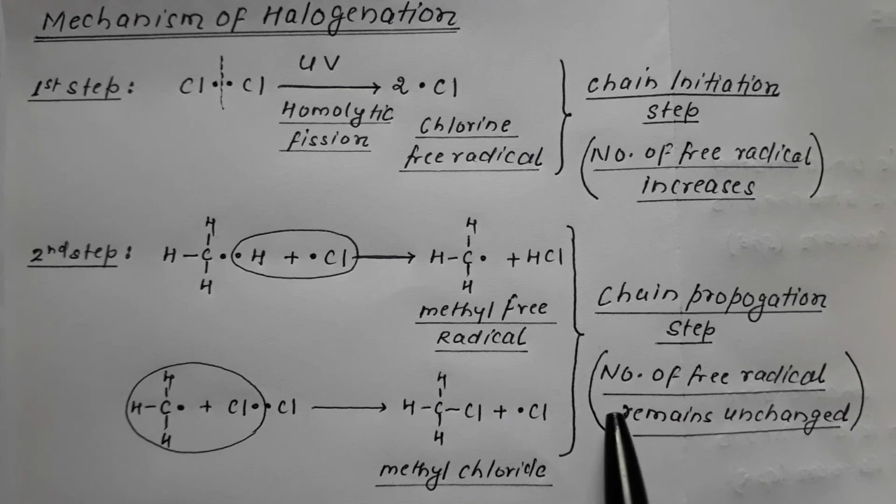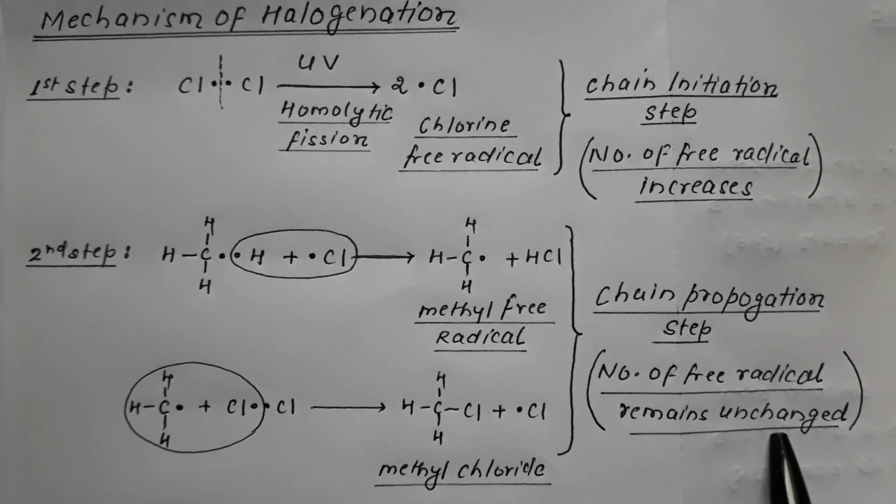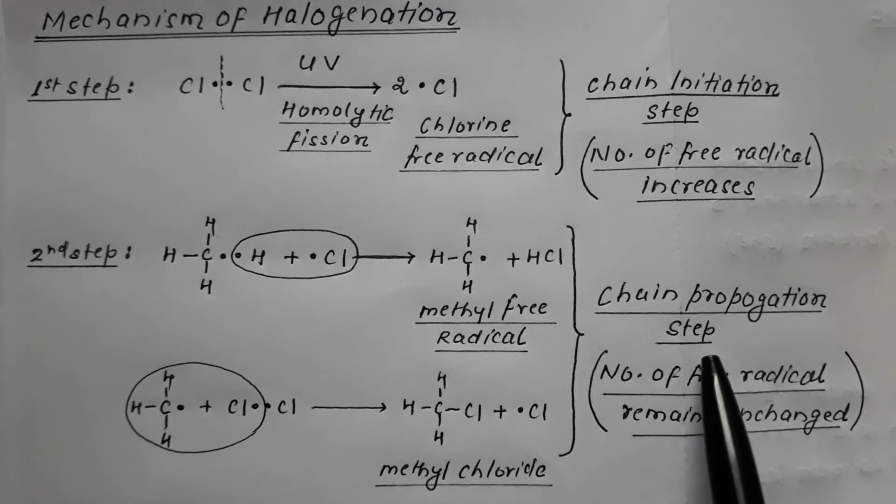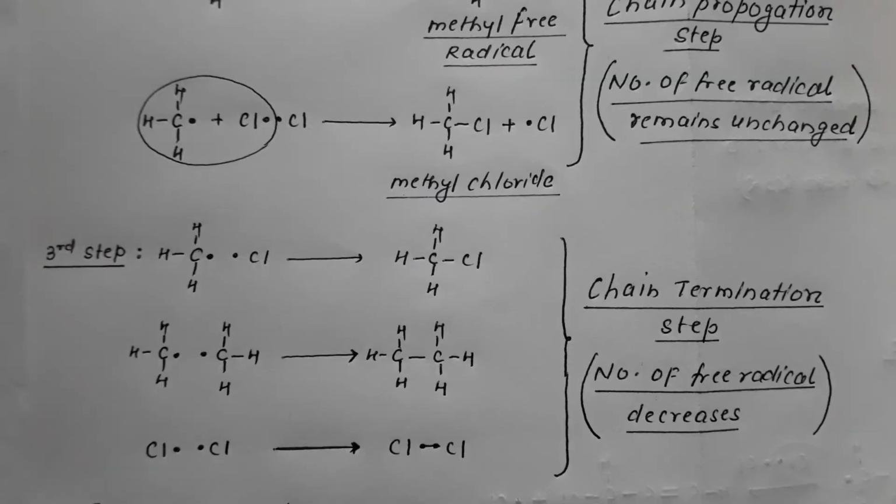The step in which the number of free radicals remains unchanged is termed the chain propagation step. Now come to the last step. The third step is termed the chain termination step, and it is the step where the number of free radicals decreases.